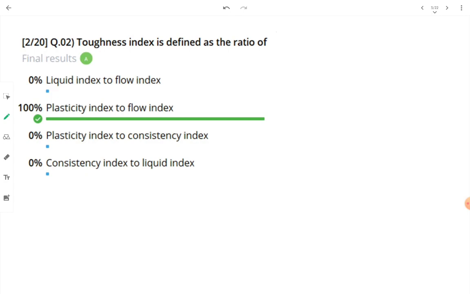Then toughness index is defined as the ratio of plasticity index to flow index. It is written something like this: it is equal to I suffix p divided by I suffix f. I suffix p stands for plasticity index and I suffix f stands for flow index. It is nothing but a measure of shearing strength of the soil at the plastic limit. Remember, toughness index is the ratio of IP divided by IF, that is plasticity index to flow index.